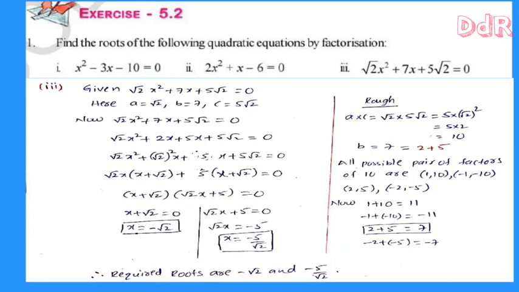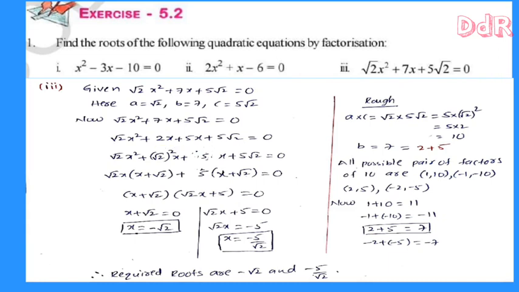So now add: 1 plus 10 is 11, minus 1 plus minus 10 is minus 11, and 2 plus 5 is 7, and minus 2 plus minus 5 is minus 7. Here 2 plus 5 equals 7 is suitable for b. Okay, so now coming to the answer. Now I am going to write 7x as a sum of the other two terms, which are 2x and 5x.